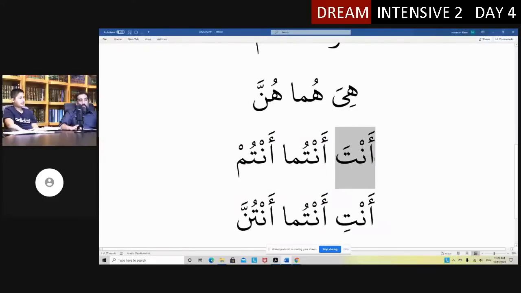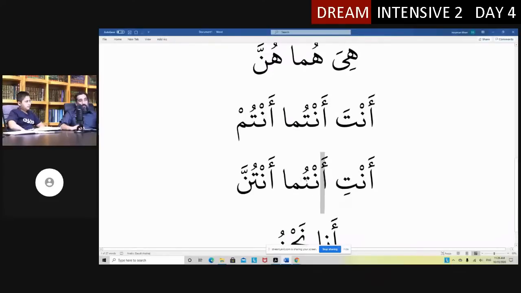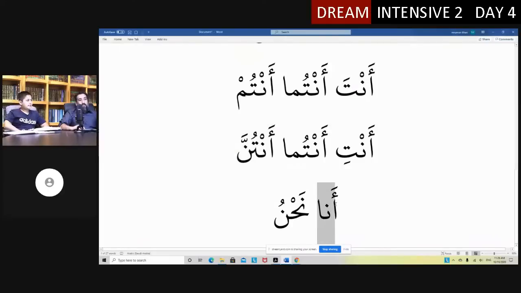Towards you, ilayka, not alayka. Towards both of you, ilaykuma. Towards all of you, ilaykum. Towards you feminine, ilayki. Towards both of you, ilaykuma. Towards you women, ilaykunna.